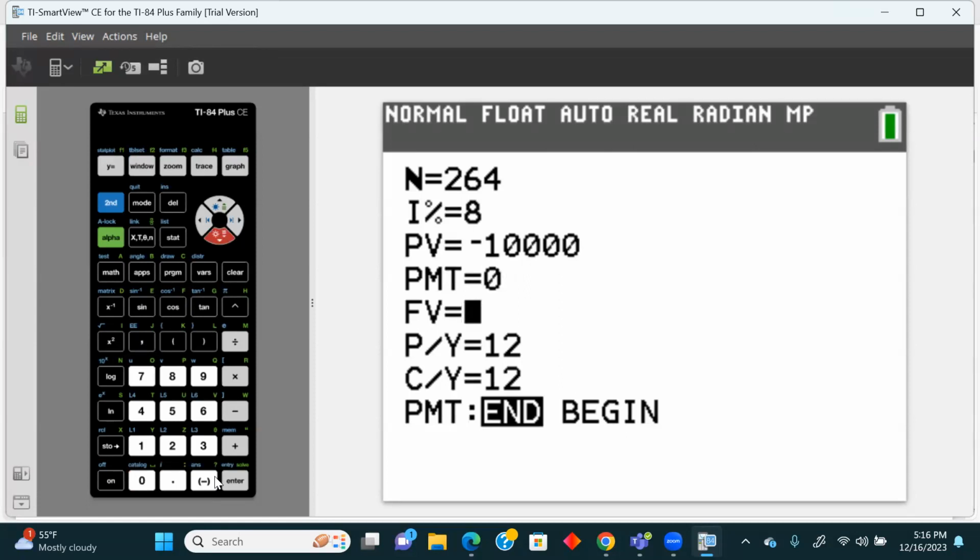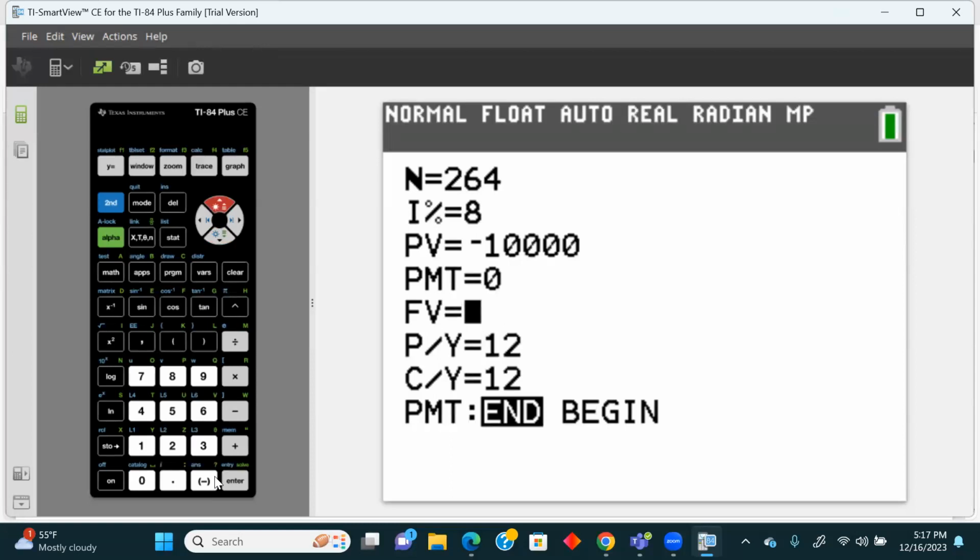They want to find the compound amount and the amount of interest earned. So the compound amount is the FV, which is the future value. And then PCY, these are going to be the same for us. They're never going to be different as far as our applications go. That's period payments per year and compounds per year. So it's being compounded monthly. And at the very bottom here, where it says payment, you need to put it on end, and we're never going to change that.